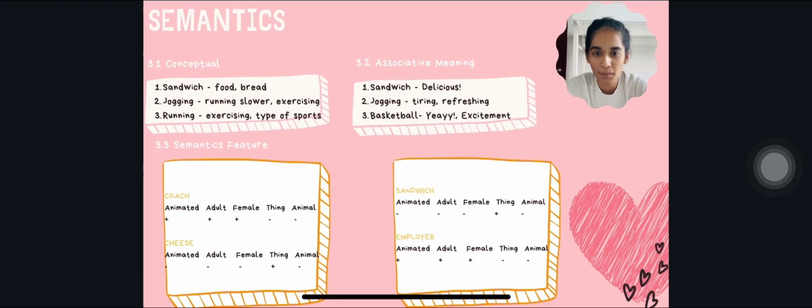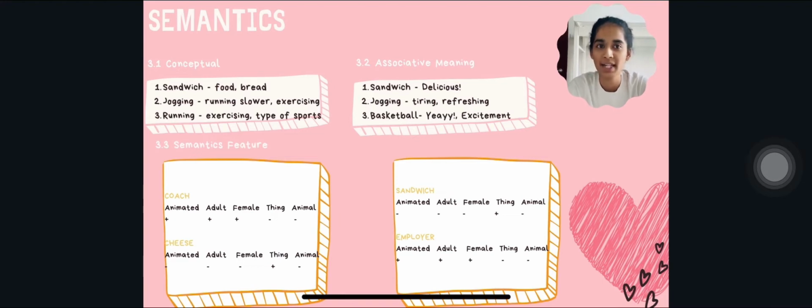Alright, the next topic would be semantics. As we know, the meaning of semantics is the study of words, phrases, and sentences. There are a total of 9 subtopics in this topic. I will move to the first one, which is conceptual and associative meaning. The meaning of conceptual is also known as the meaning of a word that we literally use. So there are some examples that we had found from the article.